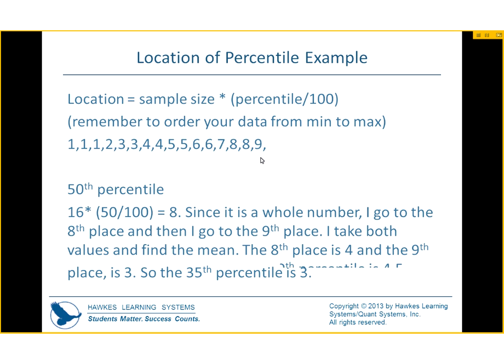Well, what happens when it's not a decimal? So here we go. If you look for the 50th percentile, you'll see 16 times 50 over 100, 16 being my sample size and 50 being the 50th percentile, and I get 8. That's a whole number, so I go to the 8th place. So I go 1, 1, 1, 2, 3, 3, 4, 4. I go to the last 4, and I also take the number beside it, which is 5, add them together and divide by 2, so the 50th percentile is 4.5.